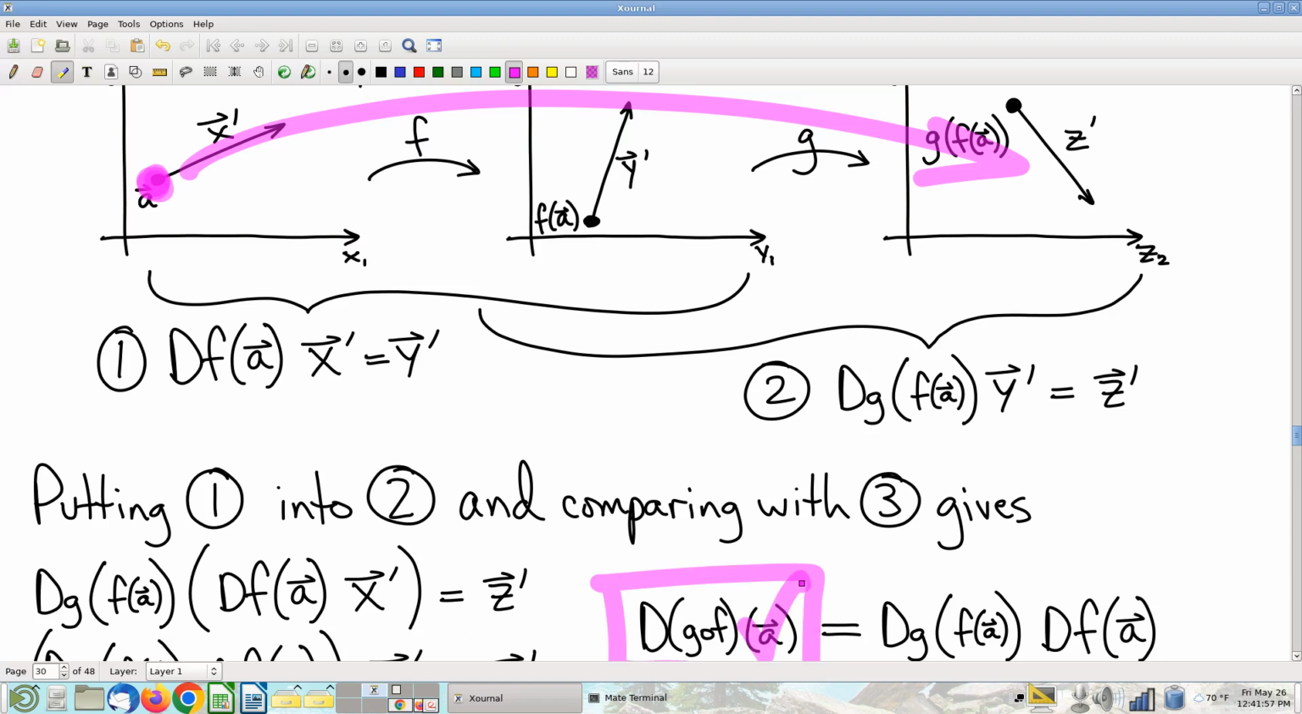That's where that composition function is acting. So therefore, that's the point from which x prime is moving. That's the point where I need to know how to do stuff.